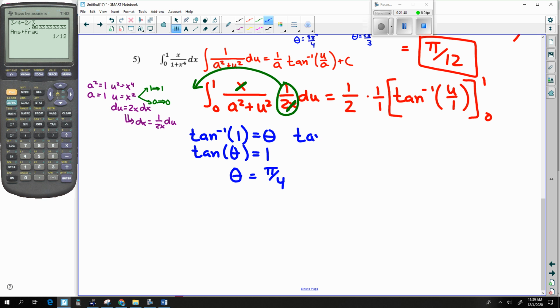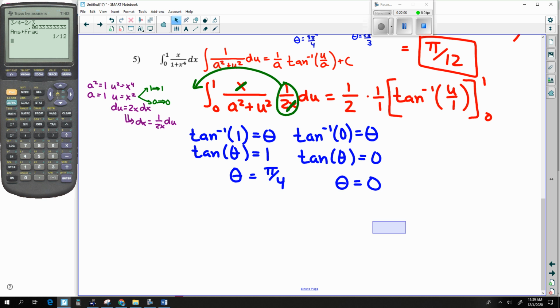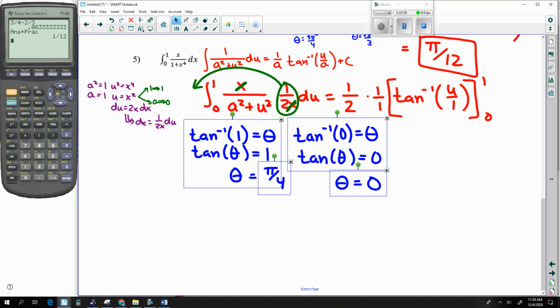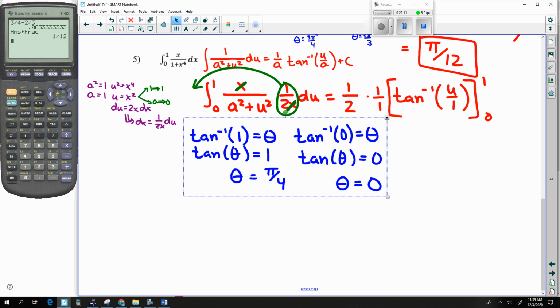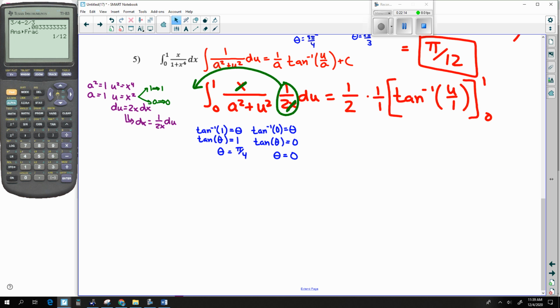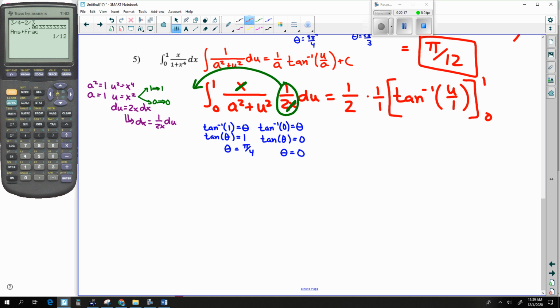And the other math problem is what is the inverse tangent of 0? So that means the tangent of some angle is equal to 0. So where is the sine equal to 0 and the cosine equal to, I'm assuming, 1, and that is at 0. Those are the two math problems right there. So this is going to be 1/2 of pi over 4 minus 0. And so this is going to be pi over 8.